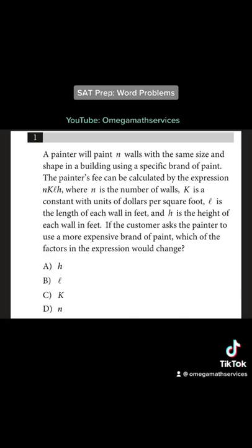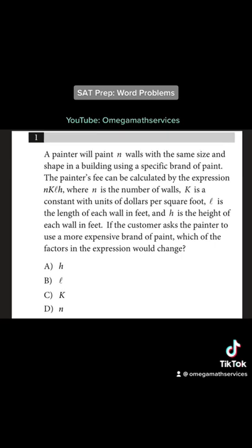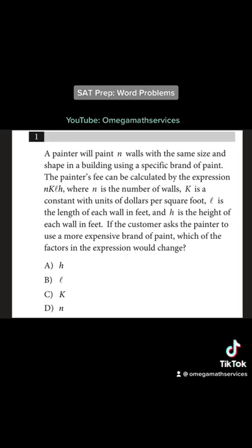Now, what is the question asking? It says, if the customer asks the painter to use a more expensive brand of paint, which of the factors in the expression would change? Well, let's look at each of these. This is a very straightforward, simple question, but let's look at each of these. What does H represent? Well, H represents the height of each wall. The height of walls.